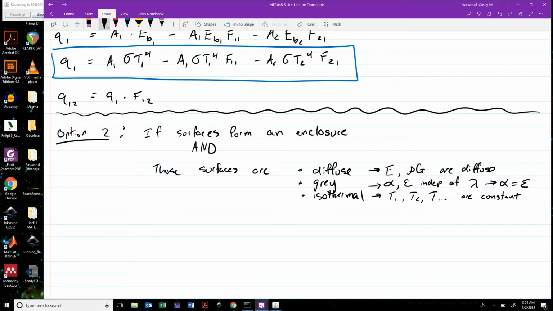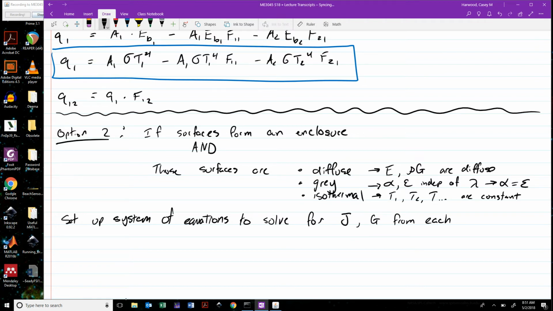So we're not gonna write this out, but you can set up a system of equations to solve for J, well, usually it'll be solving for J and G from each surface in the enclosure, and then if you know J and G, you can get the net heat transfer, and then you can infer what E is if you want that.